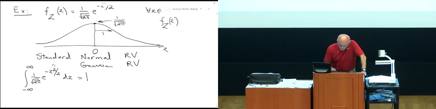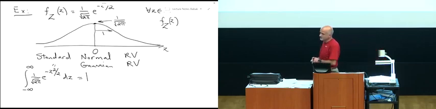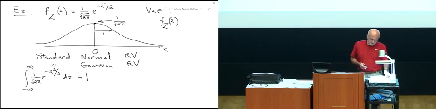I'm going to do a poll. Do you want us to show that the area is 1? Or are you happy to just accept that the area is 1? Talk to your neighbor and see what you want done. I'm going to make this a quasi-democracy here.